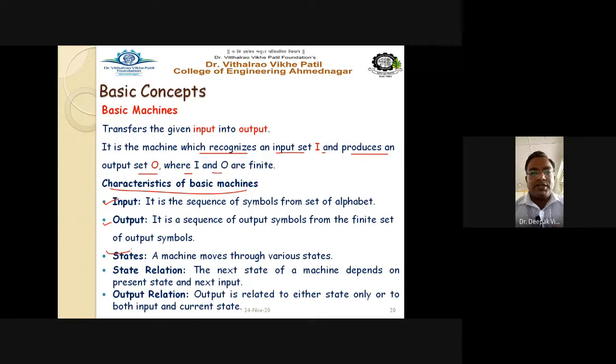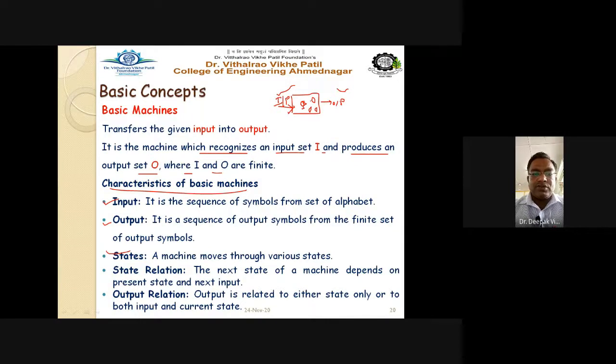So why is it called the basic machine? Suppose I draw a diagram: here is your basic machine, and you are supplying some input to this machine and getting some output. We are only focused on the input and output part. But how exactly is the output produced? We are not bothered about what is happening inside the machine, how the machine changes its state from one state to the next state. That's why it is also called an abstract machine.